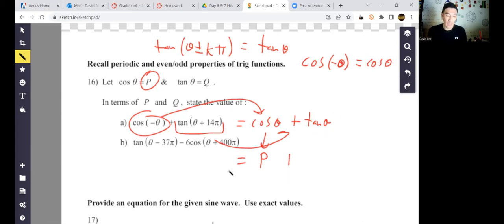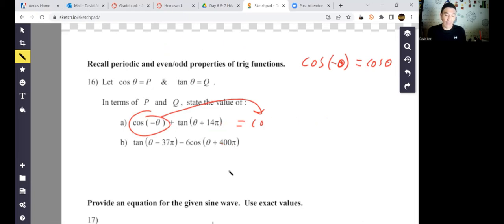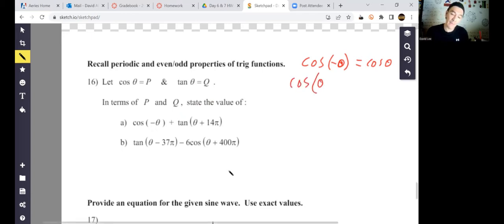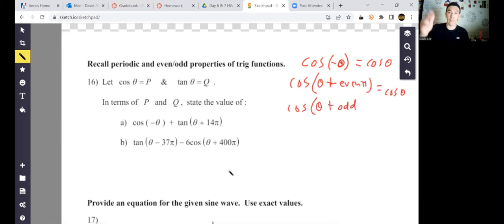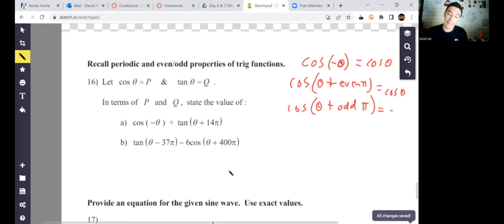What about part B? So for part B, that's a little more technical. So let me get this out of the way. And then for that one, we need to remember one more thing. We need to recall that cosine of theta plus, let me just write the word even, pi would equal the cosine of regular theta. However, the cosine of theta plus an odd number, like 1, 3, 7, 31, 1001, theta plus odd pi, would equal negative cosine theta.